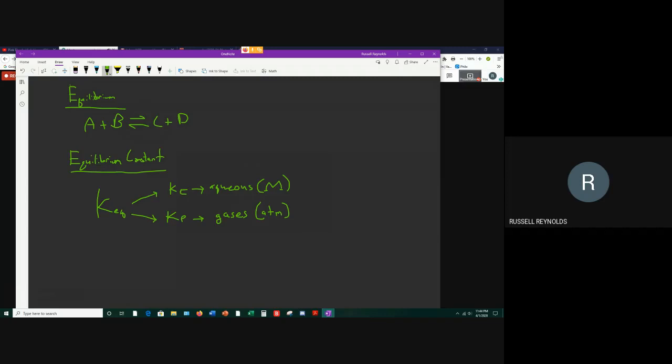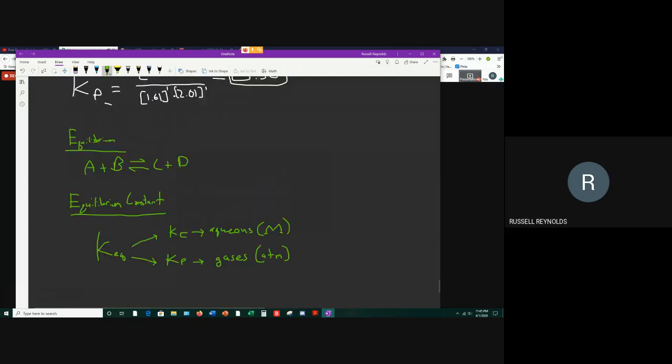So Kc is for more aqueous solutions where we have a molar concentration. Think acids and bases and things like that. And then Kp is used for gases that have a pressure attached to them. So gases measured at a certain pressure is when we're going to use Kp. Okay?